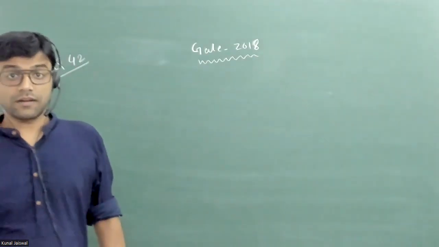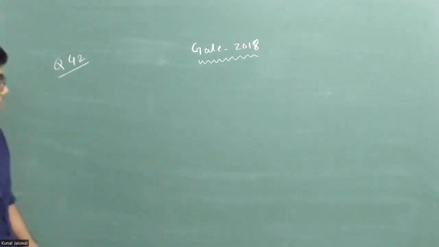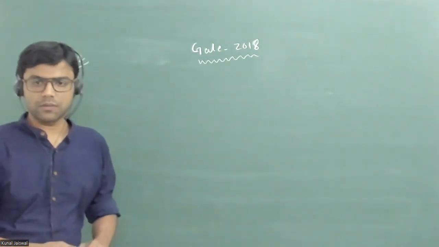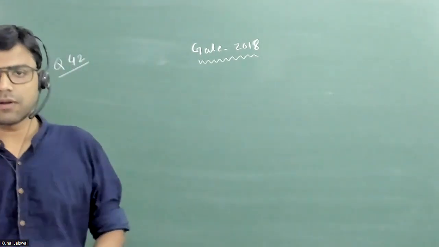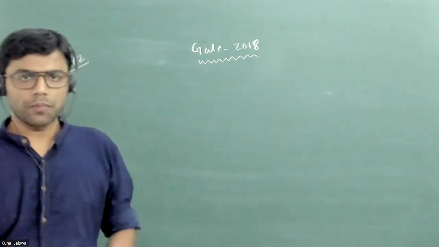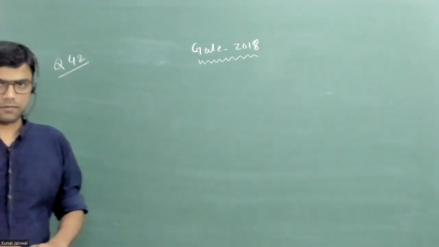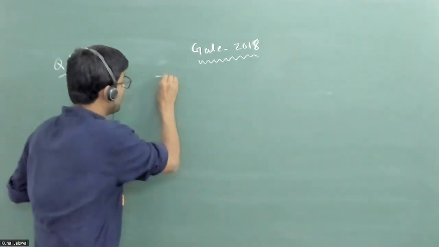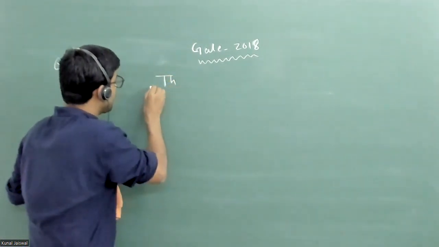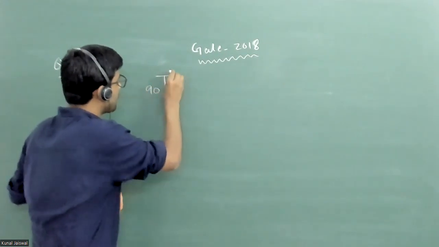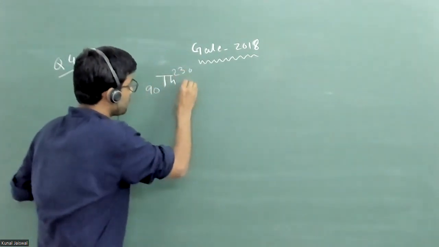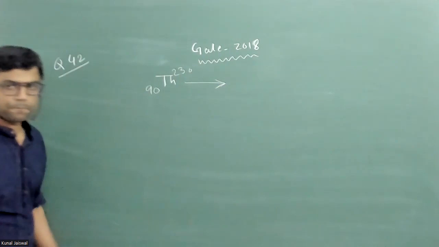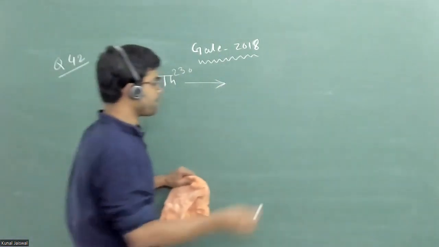Hello students, let us solve a question from GATE 2018, question number 42, and this is basically from nuclear physics. Subtopic is radioactivity. So in that question it is given that you have a thorium nucleus having atomic number 90, mass number 230. It is decaying by emitting an alpha particle.